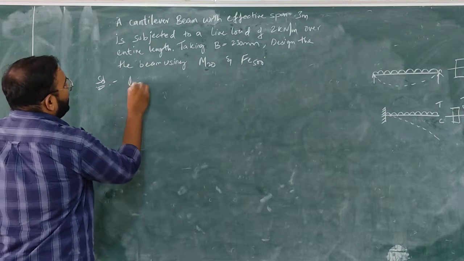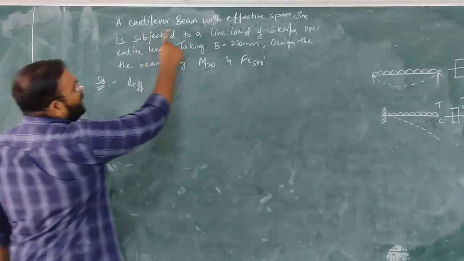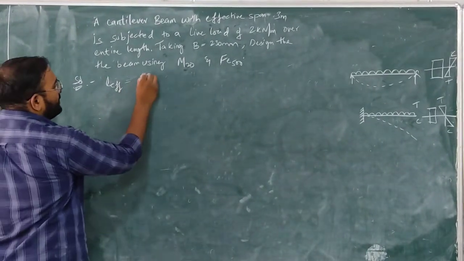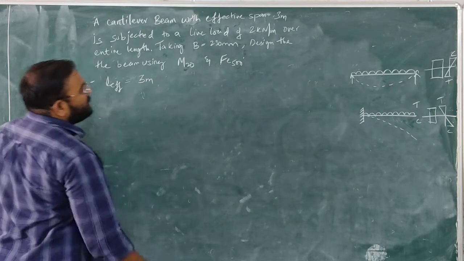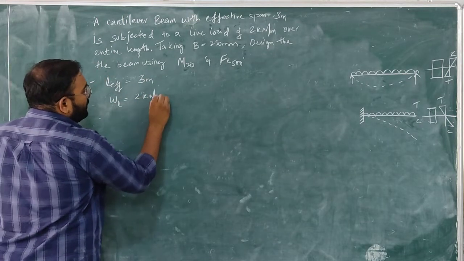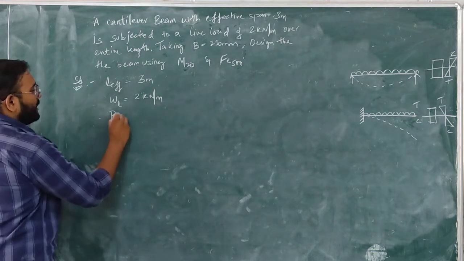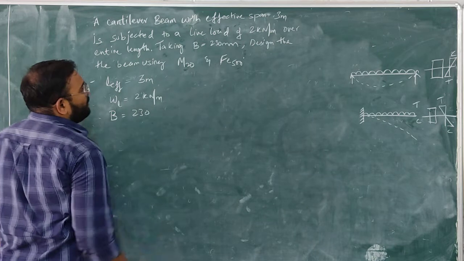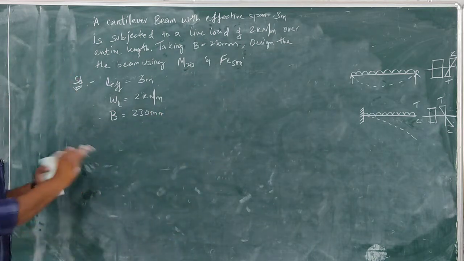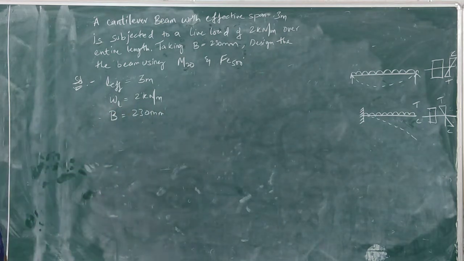You are given an effective span directly: a cantilever beam with an effective span of 3 meters. So L effective is 3 meters. Next you have a live load of 2 kilonewton per meter. Taking capital B as 230 mm, and fck and fy are given, you need to design the beam. Now B is given, so the first step is gone, we need not assume it.